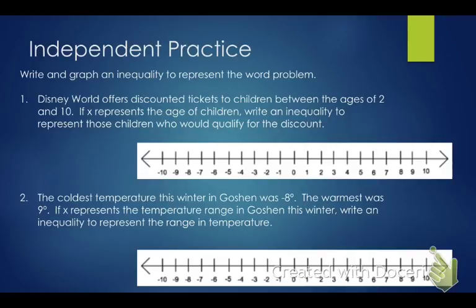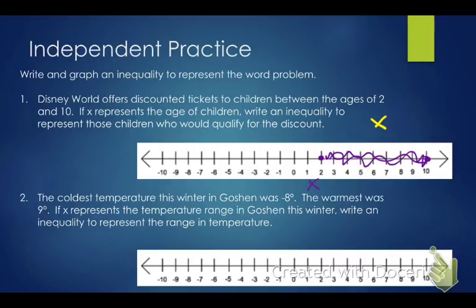All right, I'm back. Here we go. It said Disney World offers discounted tickets to children between the ages of 2 and 10. So discounted tickets between the ages of 2 and 10. That means you can be 2 and you can be 10 and you get a discount. So it's going to be between 2 and 10. You want to write an inequality with x. So you should have had x. And don't forget your line in between because it can be in this area.